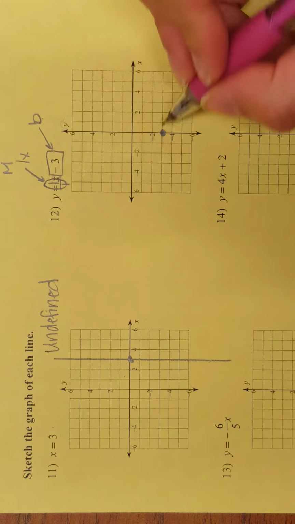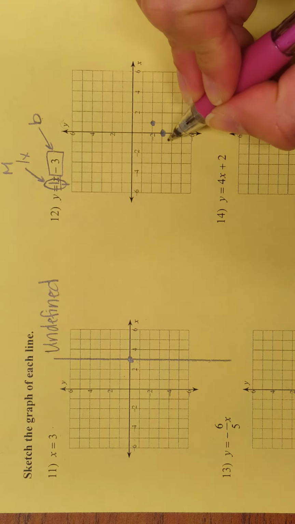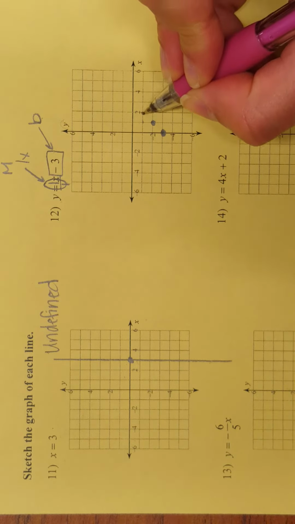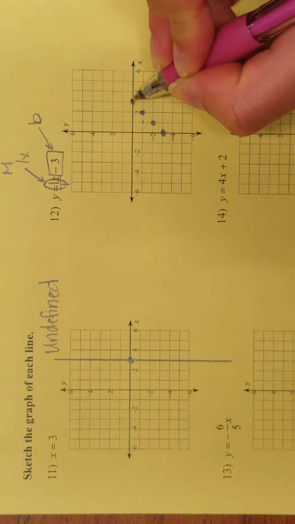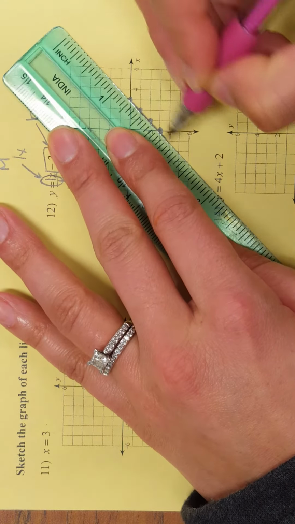It's positive, so I'm going to increase by 1, go right 1. These points should be increasing from left to right. Increase 1, right 1. Increase 1, right 1. Now the minimum is at least 3 points. I have 4 points, so now I can draw my line.